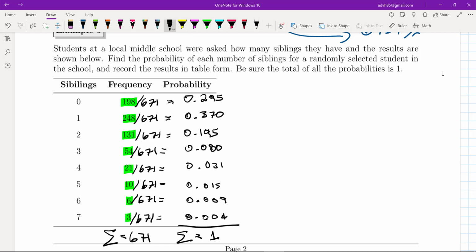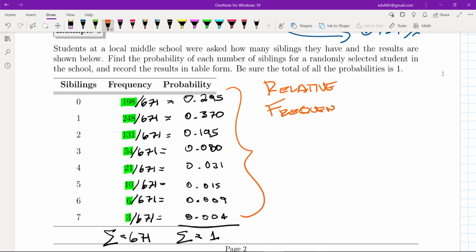So that's how we know that the table we just constructed represents a probability distribution. Now, I mentioned earlier, how does that take us back to chapter 2? Because this is really the relative frequency. It's a relative frequency, but now we give it a different context. We call it probability distribution.